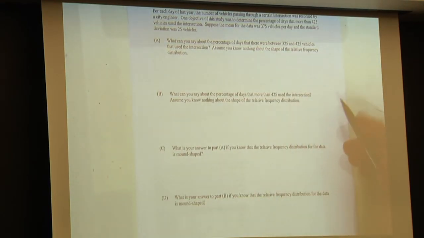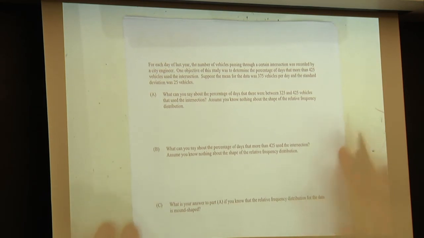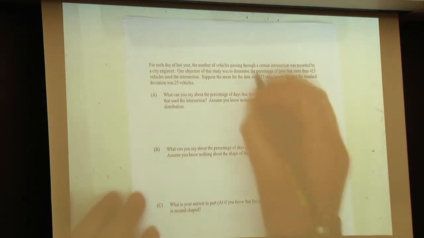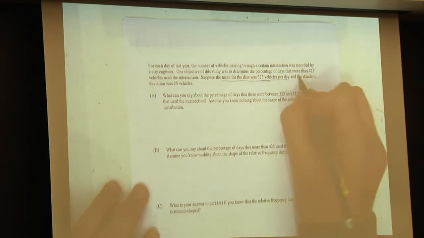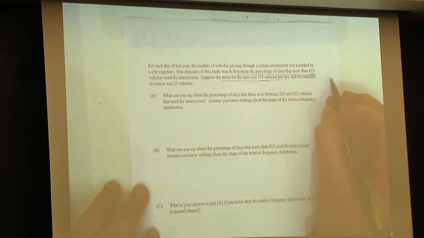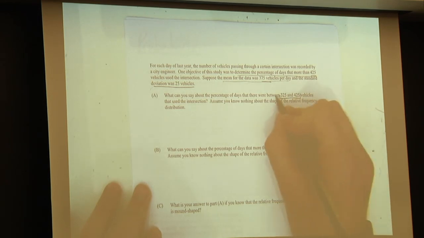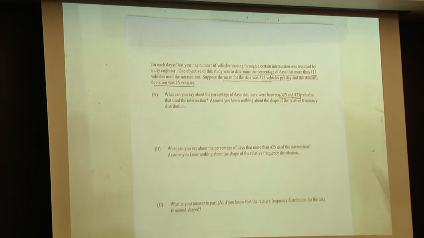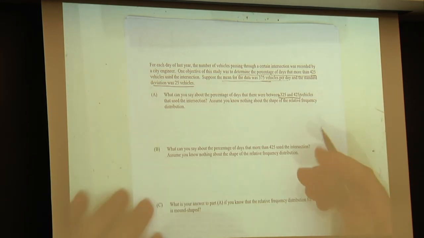So if we have the poor job of looking at cars going through an intersection, which sounds really exciting, basically this dude sat and watched cars. So the mean of the data was this many per day going through the intersection, and we wanted to determine the percentage of days that more than 425 use the intersection, and they told us the standard deviation is 25. So they're asking, what do we know about the range 325 to 425? What percentage of these days did we have this range of cars coming through the intersection?